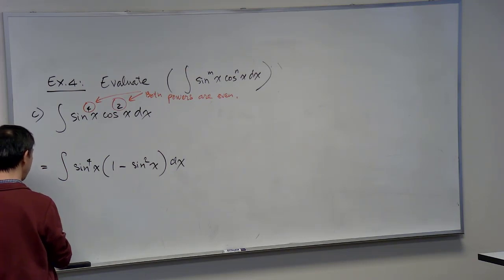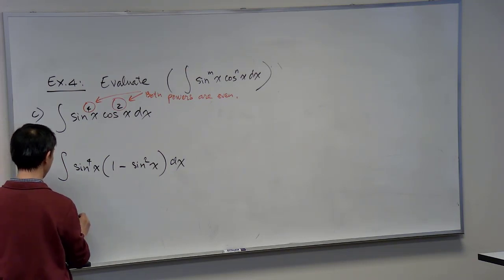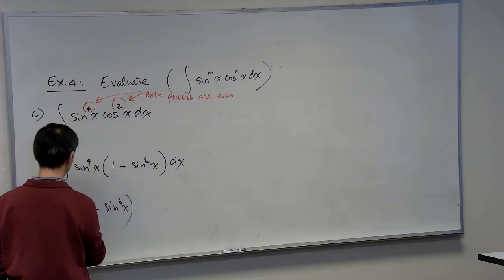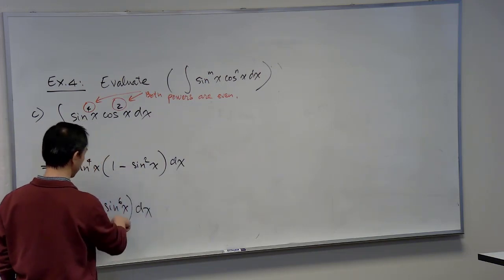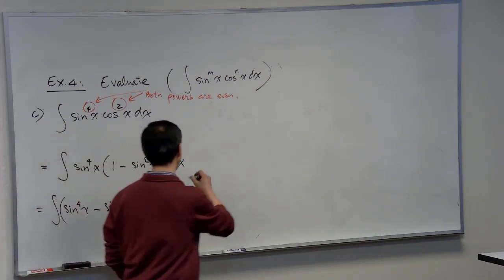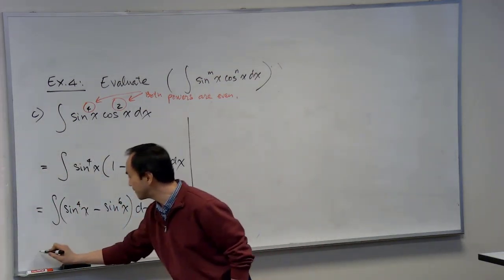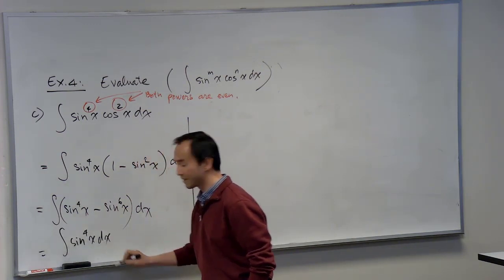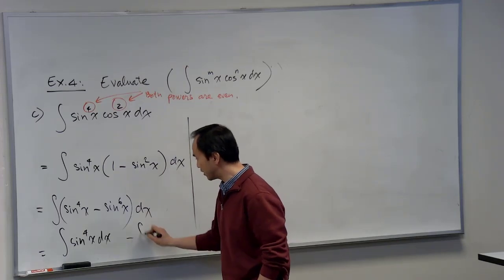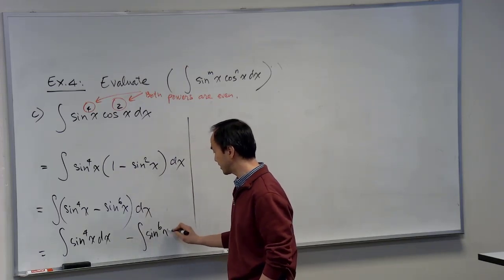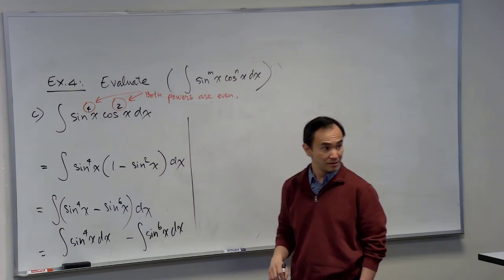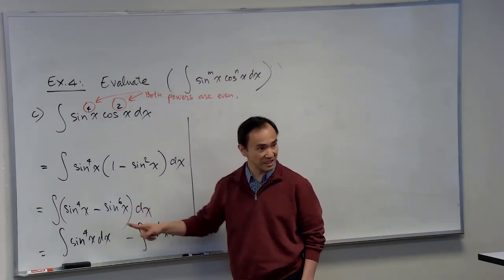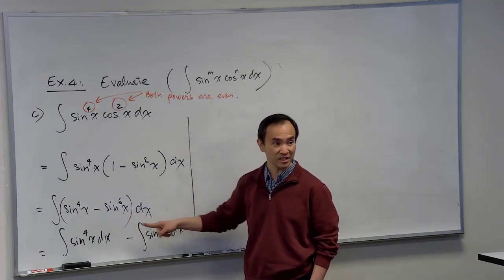And then, in the next step, I'm going to get sine to the fourth of x minus sine to the sixth of x. So two separate terms, both with high powers. My point is, in the next step, we're going to produce one separate integral, sine to the fourth of x, and then another separate integral for sine to the sixth of x. You guys with me on that? So now the deadly thing is that you have two separate problems, both with even powers, and you've got to use the reduction formulas for both of these.